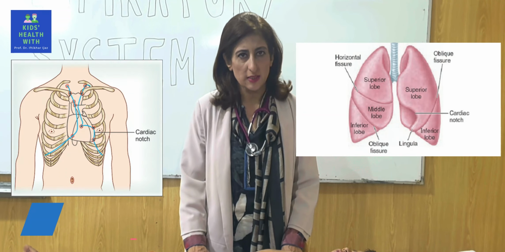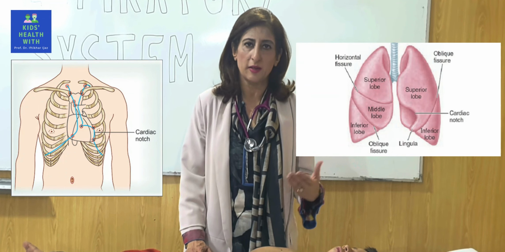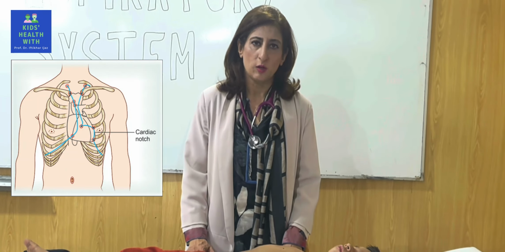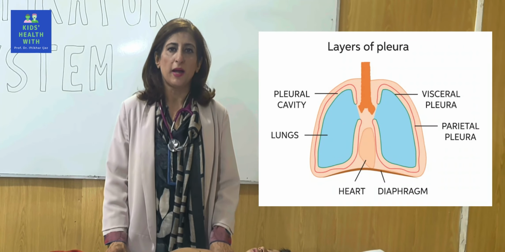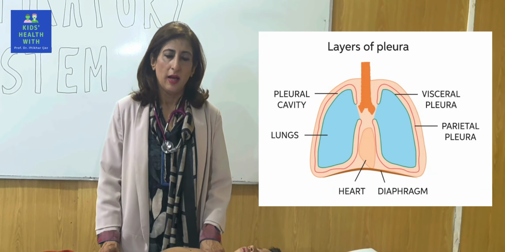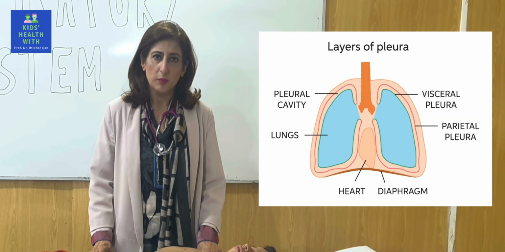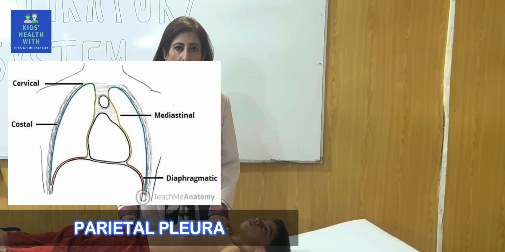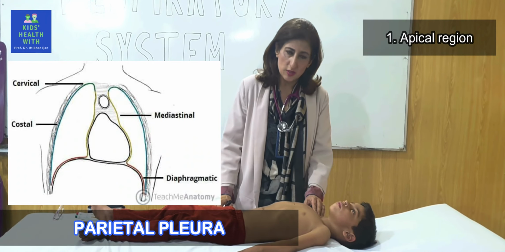The area of cardiac dullness needs to be avoided, because you are not going to get any information of lung pathology while auscultating or percussing on the cardiac area. Lungs are covered by parietal pleura, and then it is encased by visceral pleura. So we will be talking about parietal pleura first. So let's start with the apical region.